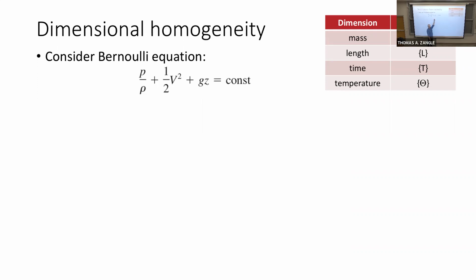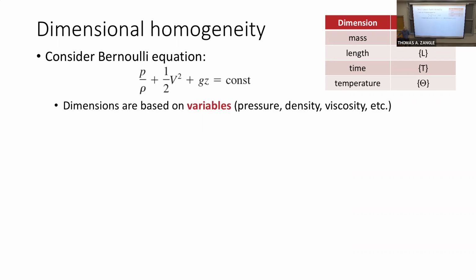Because they're added, and every term has to be dimensionally homogeneous. So by inspection, this one's the easiest one to look at. We don't have to deal with kilograms or anything or mass. So if this equation is correct, then it must be dimensionally homogeneous. Those dimensions, just to review, are based on the variables that are present in the equation: pressure, density, viscosity, and so on. In this case, each term has dimensions length squared per time squared.